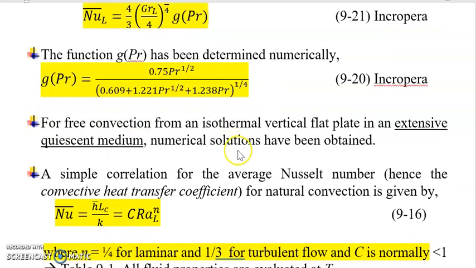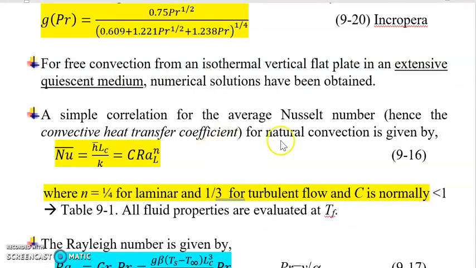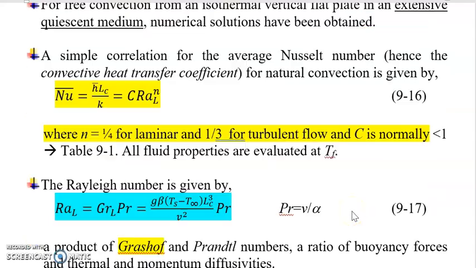Your eBook presents 9.16, a simple correlation for the average Nusselt number, where the constant depends on the geometry, as well as whether the body is vertical, horizontal or inclined, while the index is 1/4 for laminar flow and 1/3 for turbulent flow. It's quite simple, yes. All fluid properties are evaluated at the film temperature.